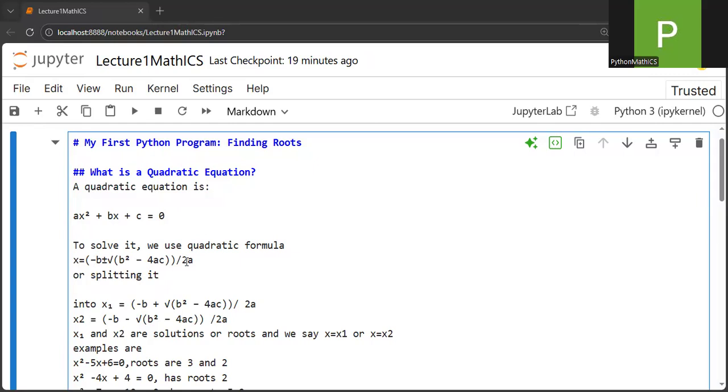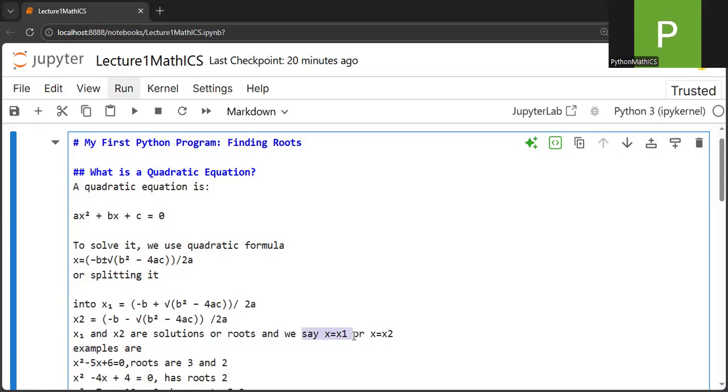We can further split it into two solutions or two roots. So we can write x1 equals minus b plus square root of b square minus 4ac divided by 2a. And similarly, the second solution or second root can be written as x2 equals minus b minus square root of b square minus 4ac divided by 2a, where x1 and x2 are solutions or roots. That is, x is equal to x1 and x is equal to x2.